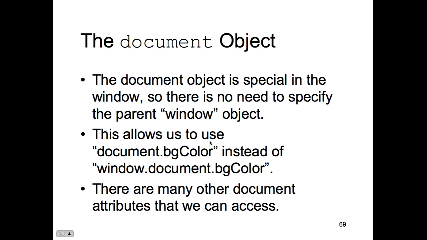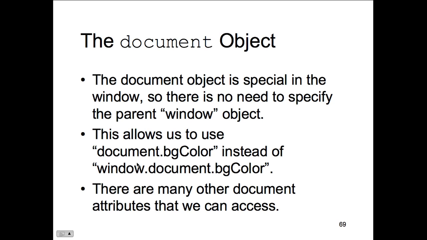So let's talk about the document object. The document object is a special case in the window, so it's a special object, and there's no need to specify the parent window object. It's already given to us. So we just say document. At no point do we ever say variable my document is equal to new document. We don't have to do that. We just say document. It's given to us automatically. It allows us to use document.bgcolor for background color instead of saying window.document.bgcolor. So in some examples, you'll see it written out this way.